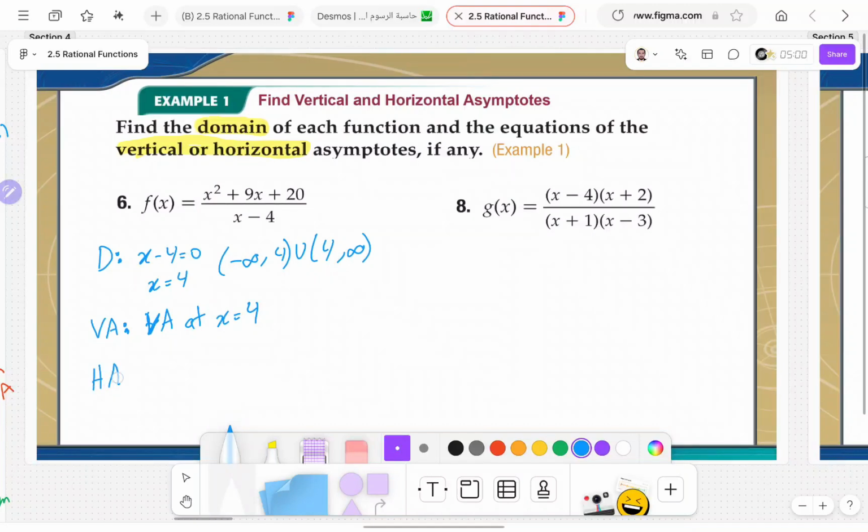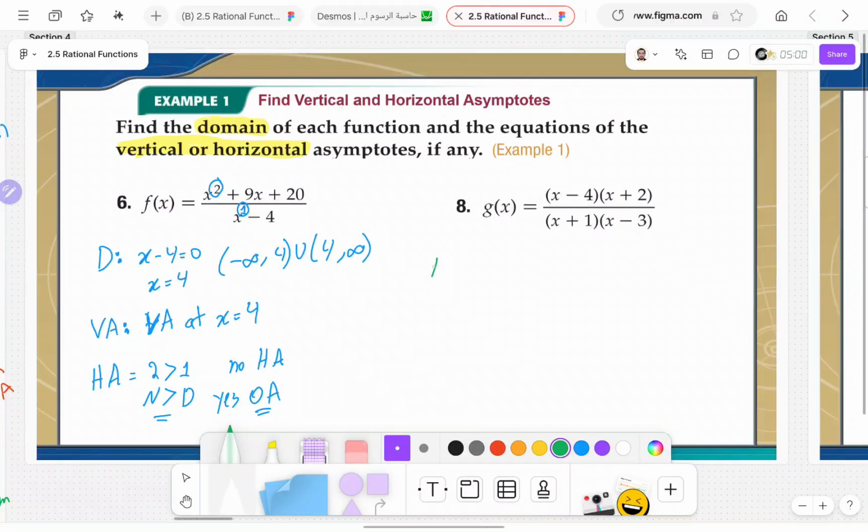Then what about the horizontal asymptote? For the horizontal asymptote, we just take a look at the degree. The degree here is 2, and the degree here is 1. So we can say 2 is greater than 1, so of course the numerator is greater than the denominator. Because the numerator is greater than the denominator, there is no horizontal asymptote. But is the difference 1 between them? Yes. So there will be an oblique asymptote. We don't need to find it now. We will find it later.